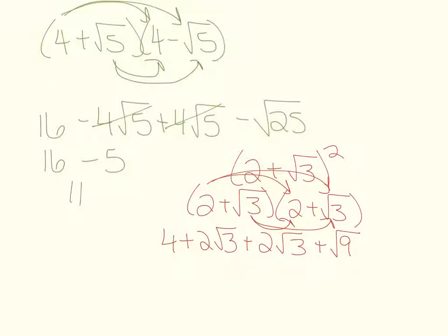Now we're going to clean this up. I've got a 4. These are like terms. 2 root 3 plus 2 root 3 is 4 root 3. And the square root of 9 is 3. Then these are like terms. And I get 7 plus 4 root 3. So it looks a little different, but it's just what we've been doing. Just remember when you can put radicals together and when you need to put coefficients together.